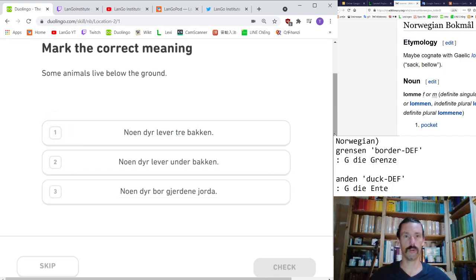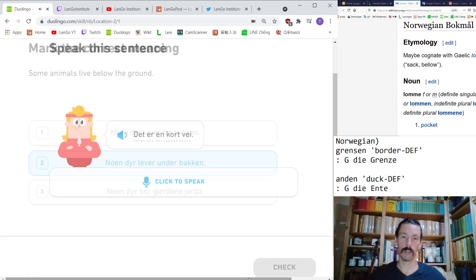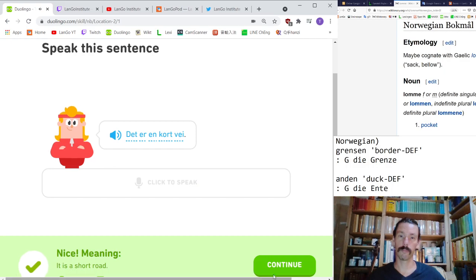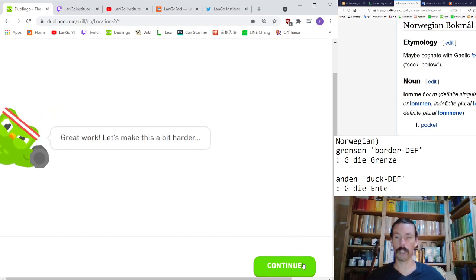Some animals live below the ground. Noen dyr lever under bakken. Det er en kort vei. It is a short road. So that final T, maybe just when it's a grammatical marker, is silent but important. Well, silent but critical.